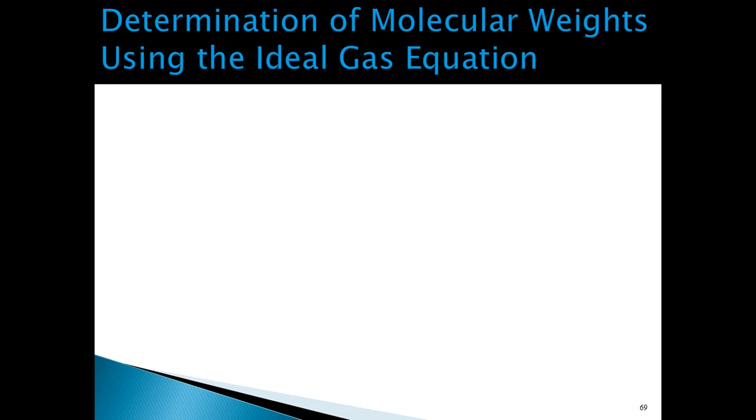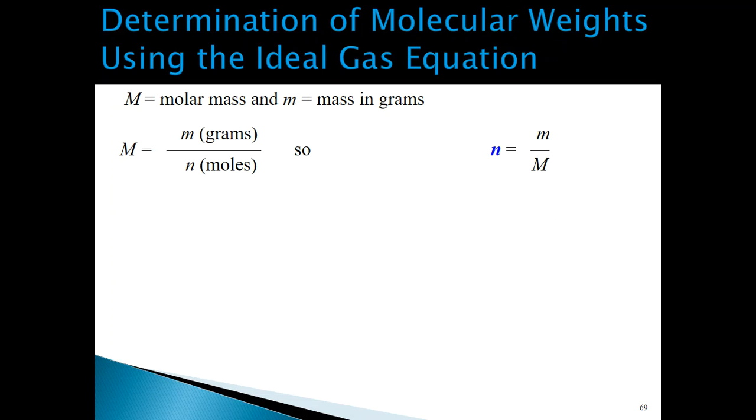Now we can actually use the ideal gas equation to get another equation which allows us to determine the molar mass of a gas. If we start off using uppercase M to represent molar mass and lowercase m to represent mass in grams, then the relationship between the two is given by this equation. Uppercase M, the molar mass, is equal to the mass in grams divided by the number of moles. If we rearrange it, the number of moles is equal to the mass in grams divided by the molar mass.